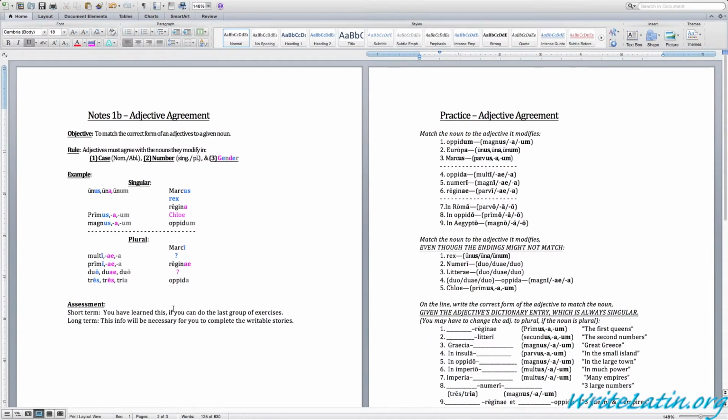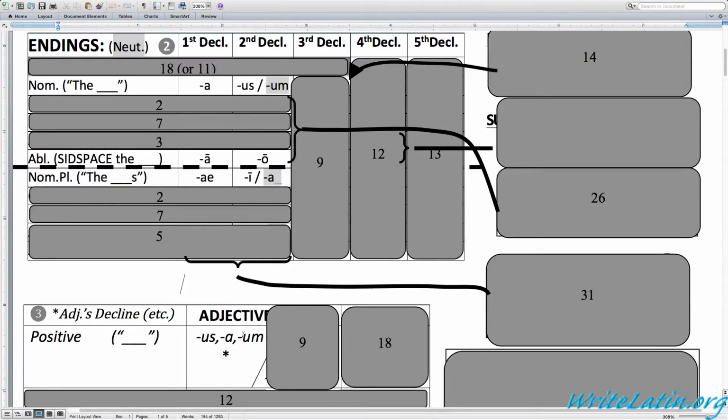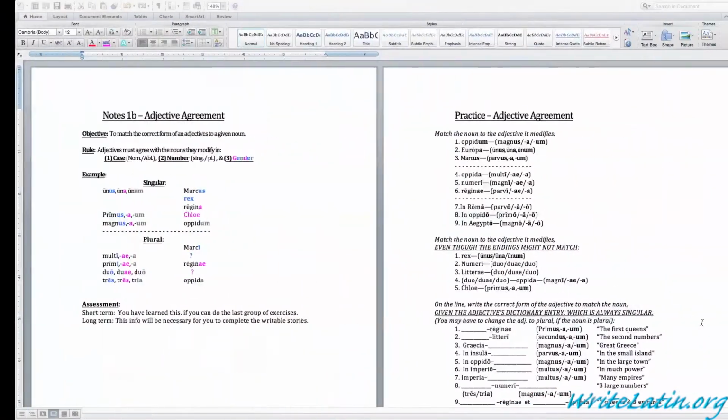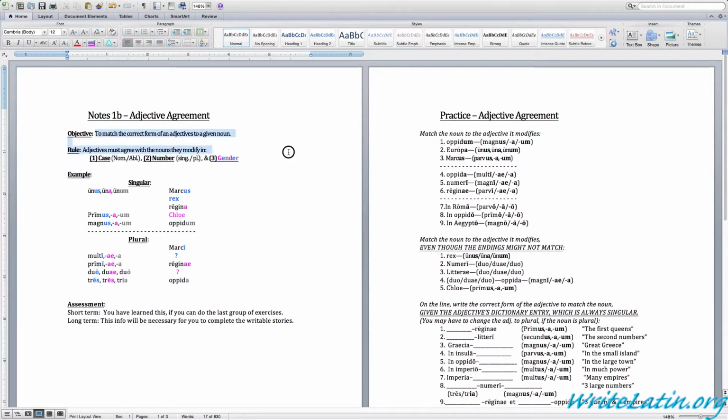Okay, so hopefully you learned those endings in the previous video. And today we're going to deal with the topic of adjective agreement. Which form of this adjective, -us, -a, -um, or any of the other ones below it, that's what this star means, that it could be -o, -a, -o, or -i, -ae, -a in the plurals. Which form of an adjective do we use to match a given form of a noun, whether it be a feminine singular noun or a neuter plural noun or something else, or a masculine ablative? Okay, so our objective today is to match the correct form of an adjective to a given noun.